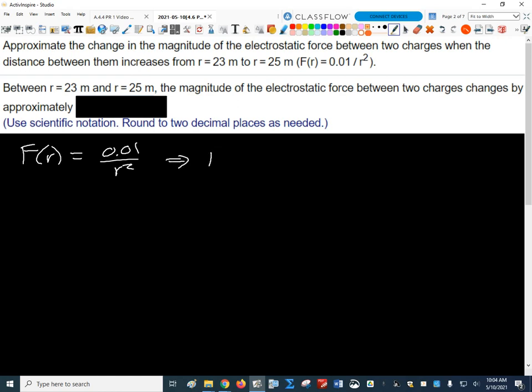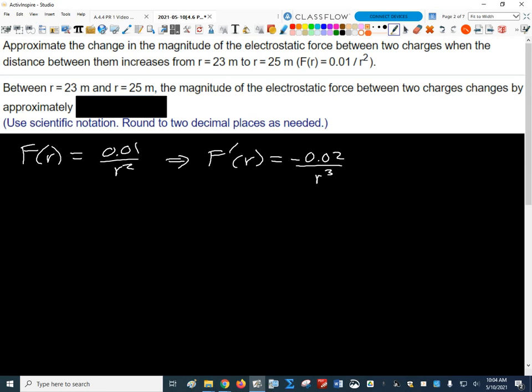So what's that going to give us then? What's f prime of r going to equal? Yeah, right. I'm going to bring the negative 2 down front. Negative 2 times 0.01 is negative 0.02 r to the negative 3, which just puts the r cubed on the bottom, right? Okay, good.